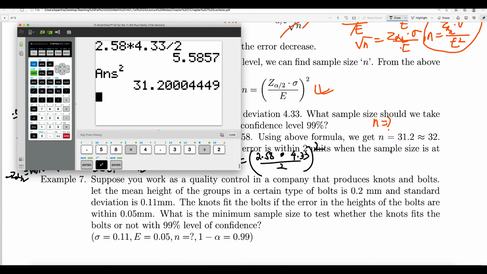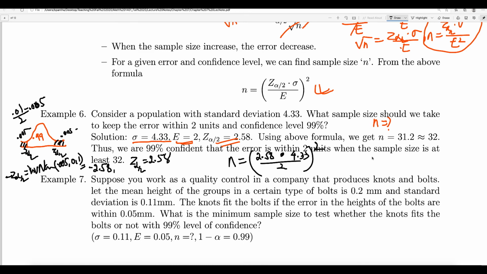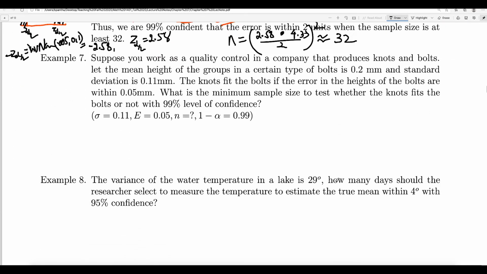31.2. So you always round up, because this is the sample size. It is bigger than 31, which means the sample size must be 32. That's what you get. Okay, this is how we find out the sample size. Okay, let us do one more example.